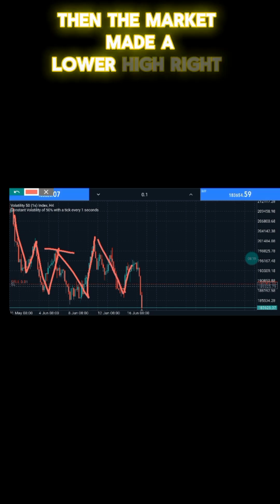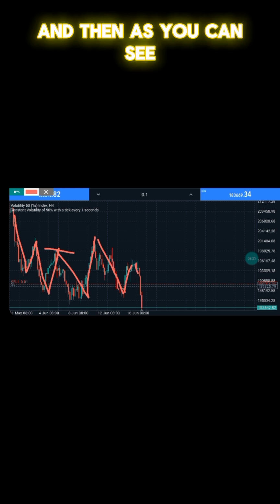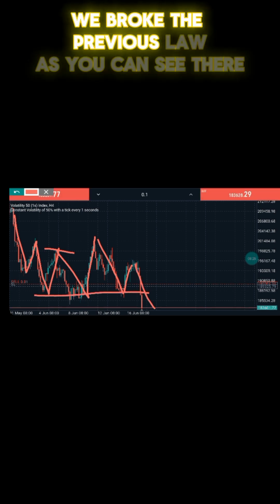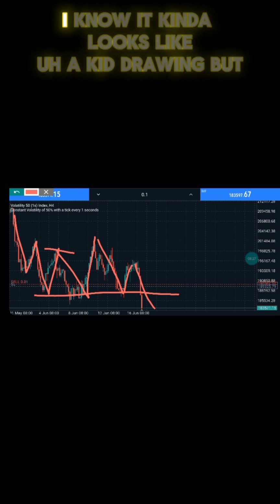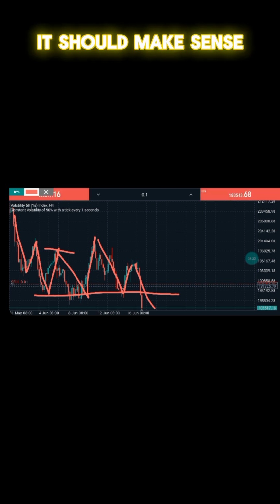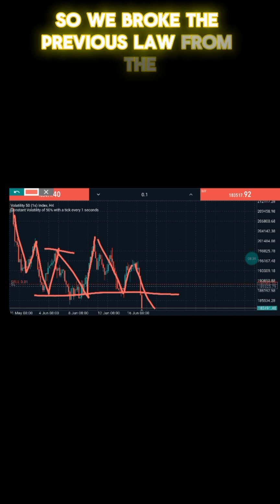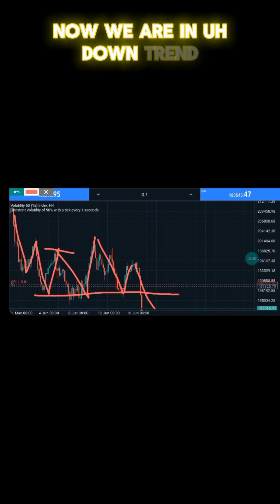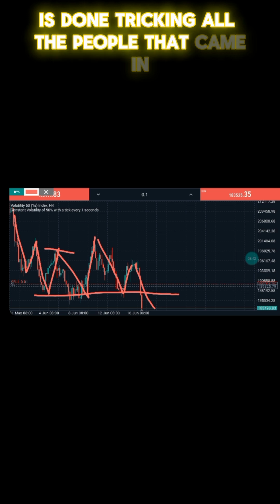Then the market made a lower high, and as you can see, where we are at the moment, we broke the previous low. There we go. I know it kind of looks like a kid's drawing, but it should make sense. So we broke the previous low from the left side, meaning that now we are in a downtrend, done tricking all the people that came in early.